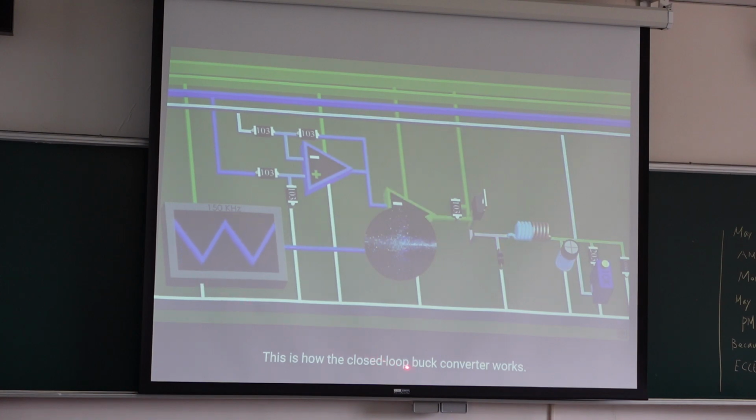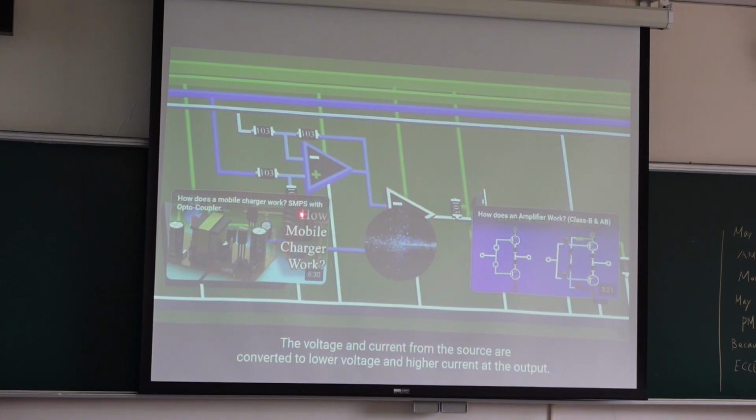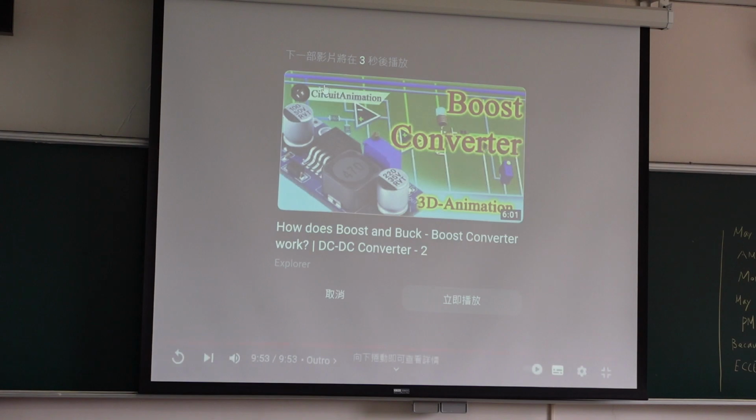This is how the closed loop buck converter works. So we have a closed loop. The voltage and current from the source are converted to lower voltage and higher current at the output. So this is a buck converter.